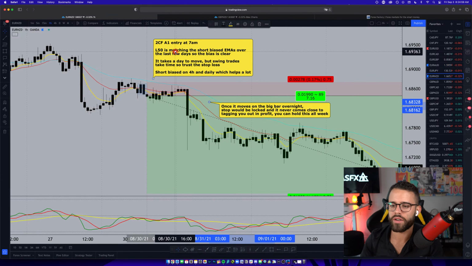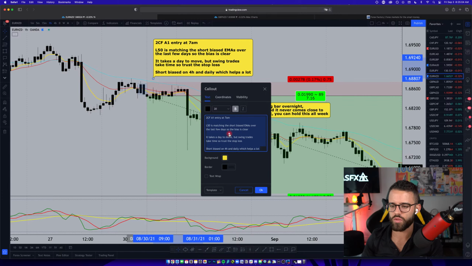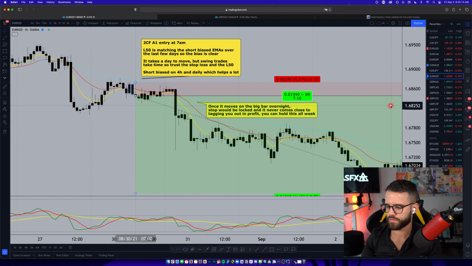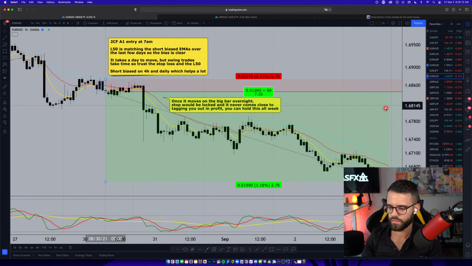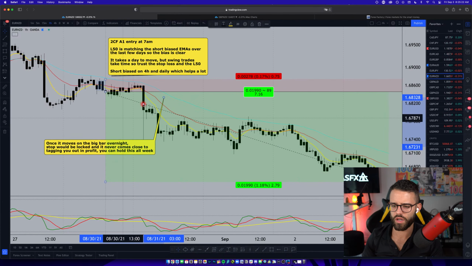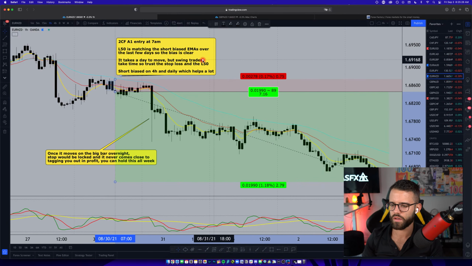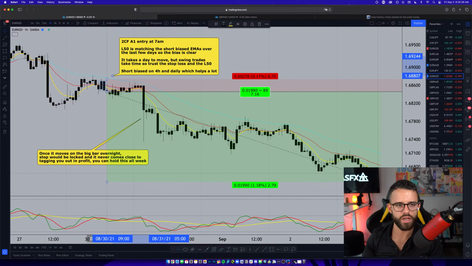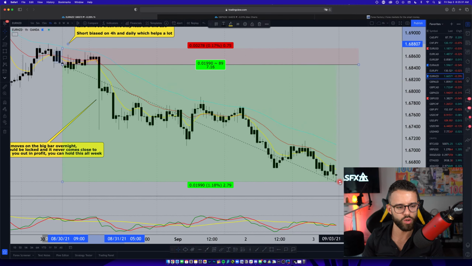So here, 2 candle A1 at the 7 a.m. L50 is matching the short bias. Yep. It takes a day to move, but swing trades take time, so trust the stop loss. And the L50. Yeah, this is basically all I think I need here. We'll move this over here. And then I'm going to wait till the end of the week and then come in and take a picture of it so I can get the full move, depending on what this does here.